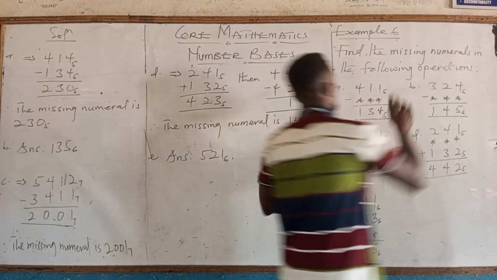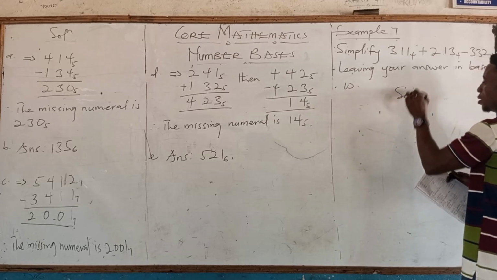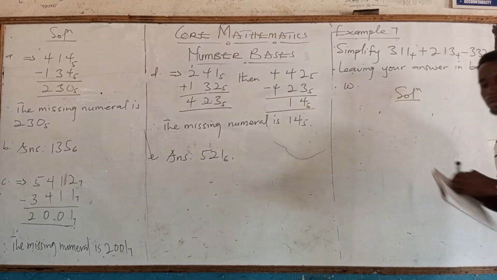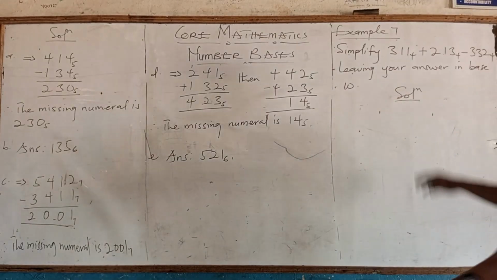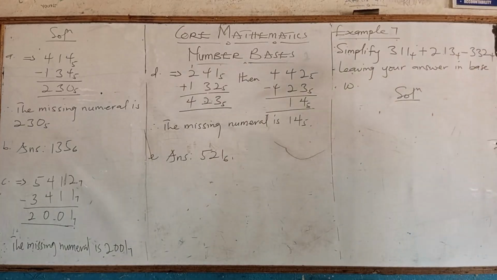Example number 7. So solution. We have to solve this, then we convert our answer to base 10. Are you getting that? So first of all, we add this, then we do the subtraction. I think even this one you can solve, right? Then the final answer you convert to base 10. Are we okay?